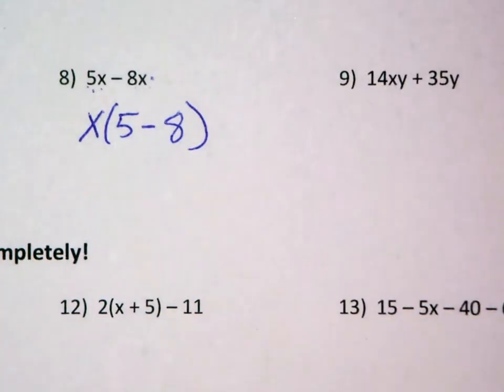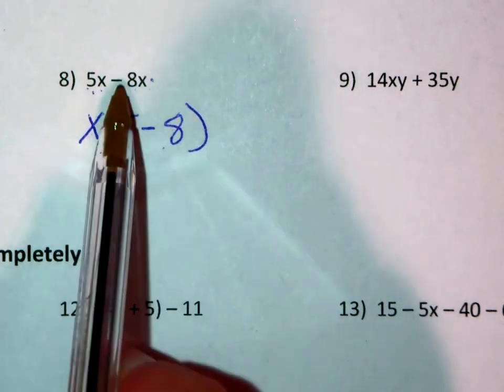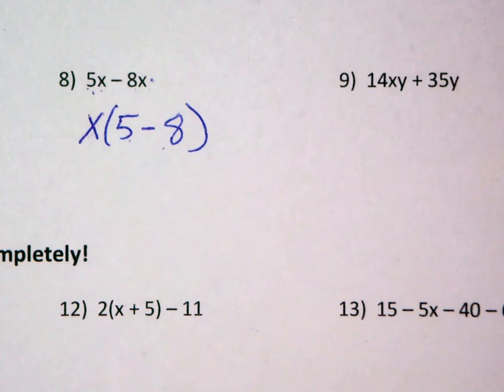And now again, let's check our answer. x times 5 is 5x. x times negative 8 is negative 8x. That was a successful factor.